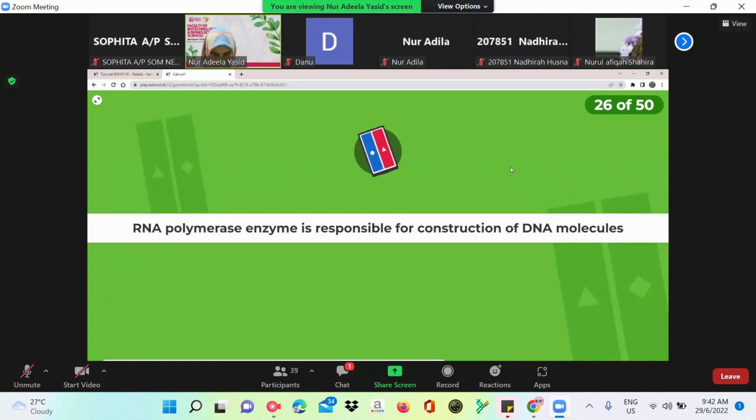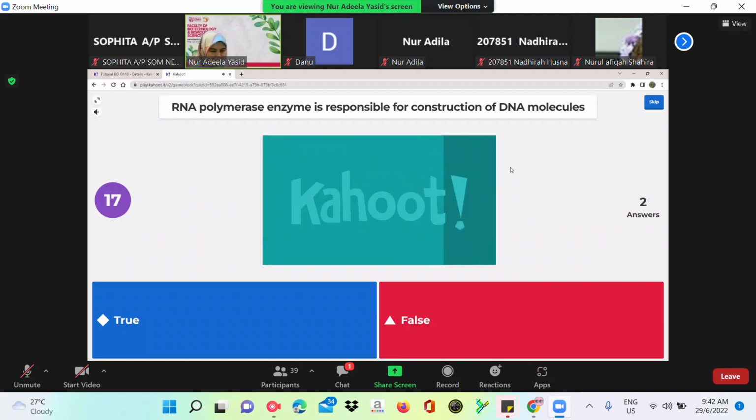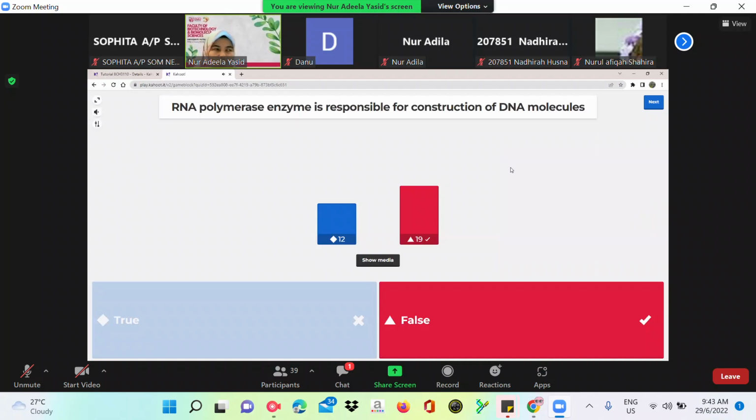Another true or false? This one is also tricky. So the answer is false. So what is the answer? RNA molecules. Yes, you can give that answer, but DNA polymerase is responsible for the construction of DNA molecules, while RNA polymerase is responsible for the construction of mRNA, RNA molecules. We can have both answers.